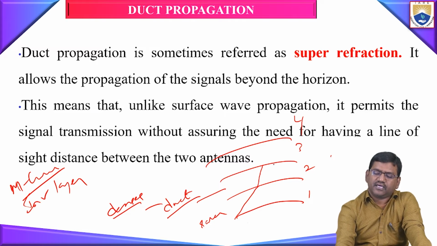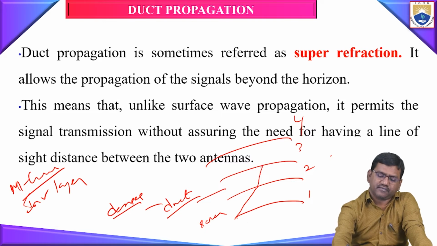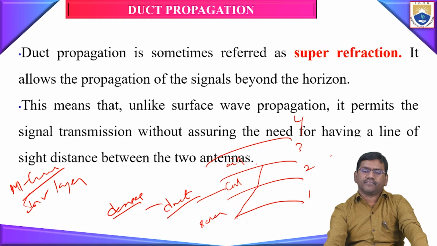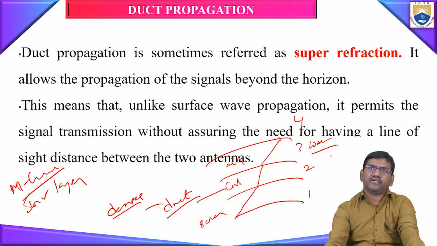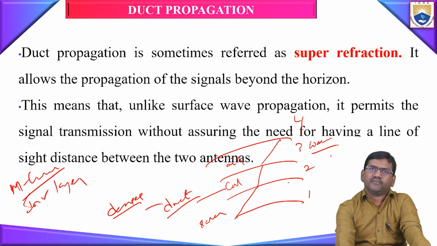After it strikes the surface of the third layer, reflection takes place. Again, when the ray travels from the cool area to the warm area, that is the third layer, which is a rarer medium, refraction is going to take place again. So like this, multiple reflections take place when the electromagnetic wave is traveling among different layers in the atmosphere. Hence, duct propagation is sometimes referred to as super refraction.